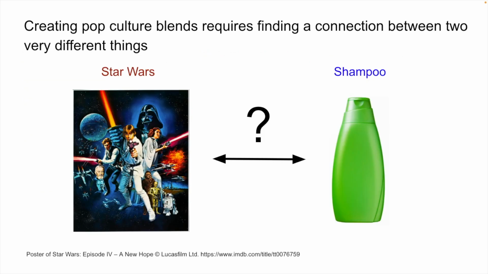Creating pop culture blends is difficult because it requires finding a connection between two very different things. For example, Star Wars is not obviously related to shampoo. The challenge is to find associations for both domains until a connection can be found.